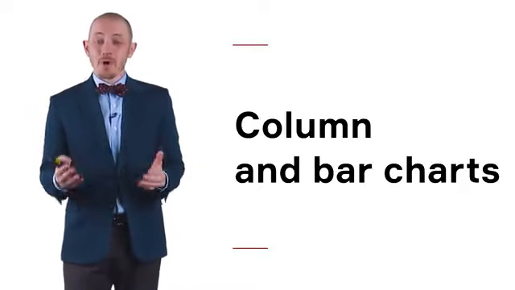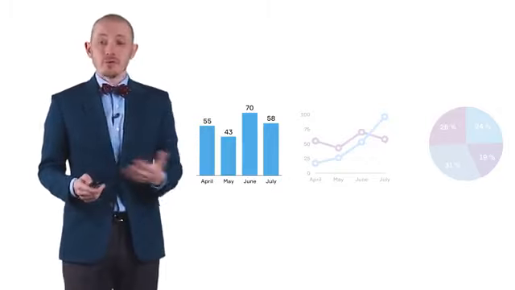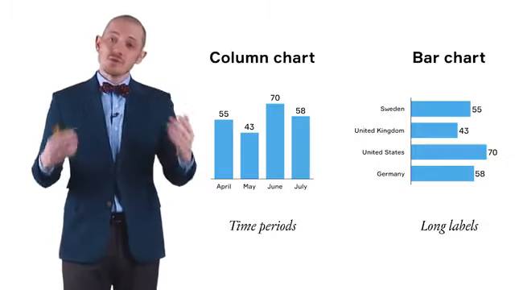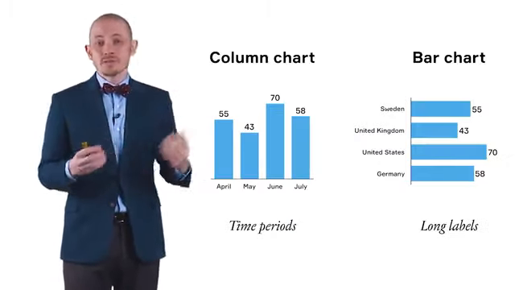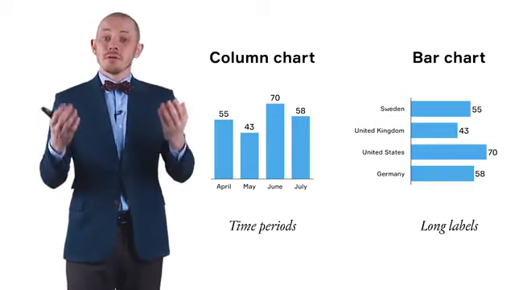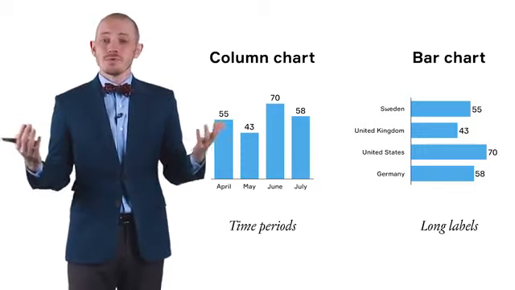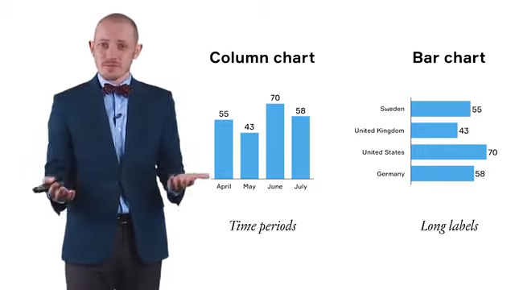Column charts and bar charts are absolutely the same, there's no real difference. The only thing I can think of is that you use column charts for time periods, this is a convention of a sort, and you use bar charts if you have very long labels or very long lists of data, and this is just convenience.